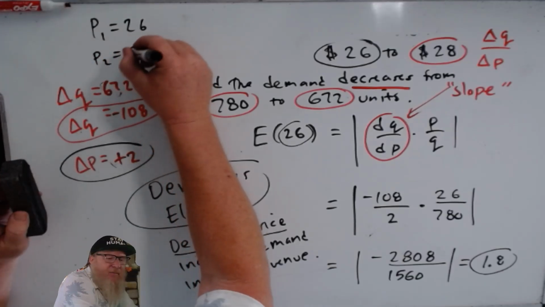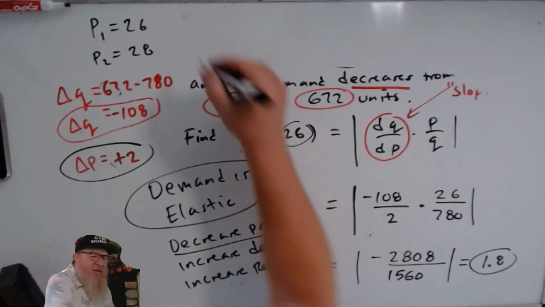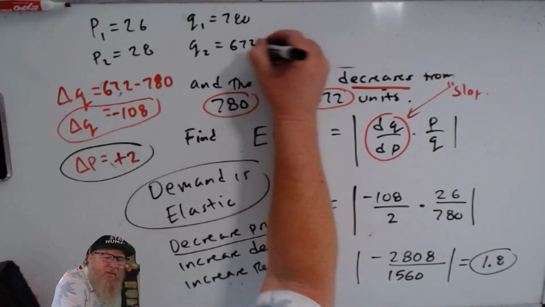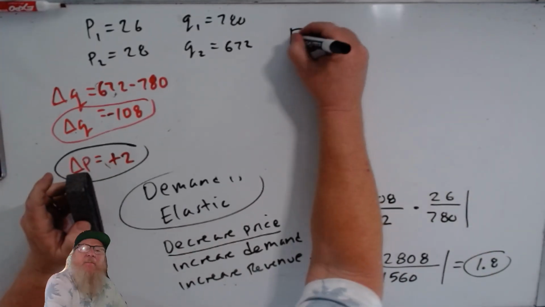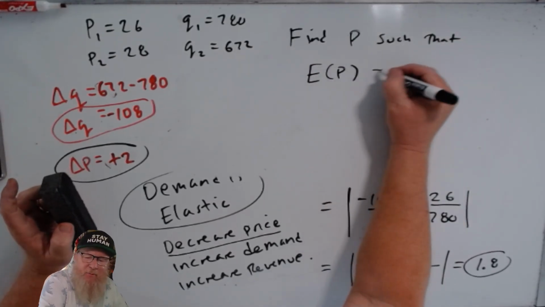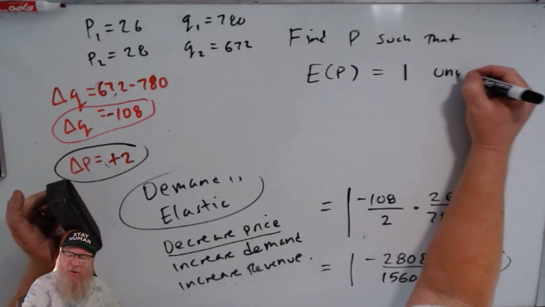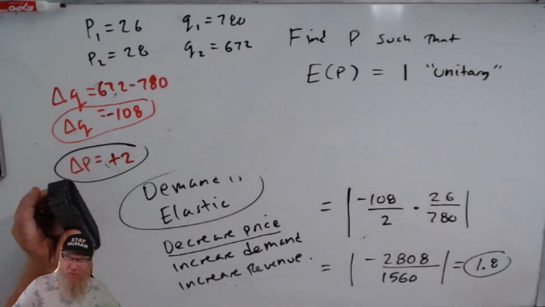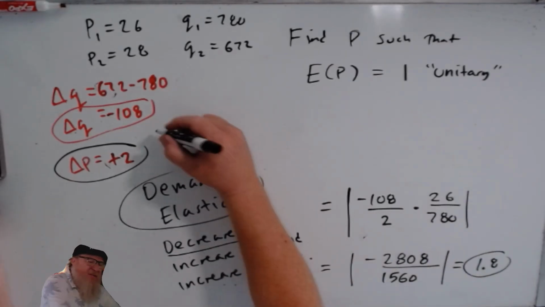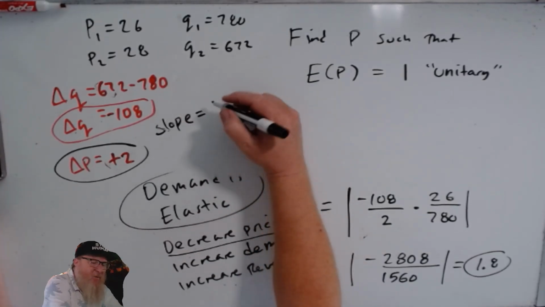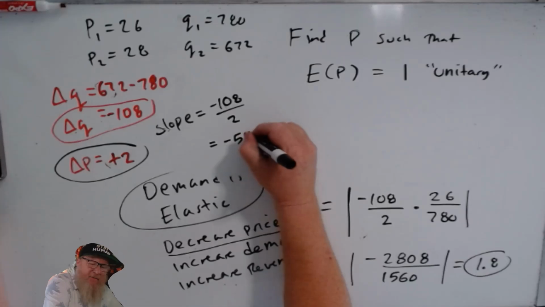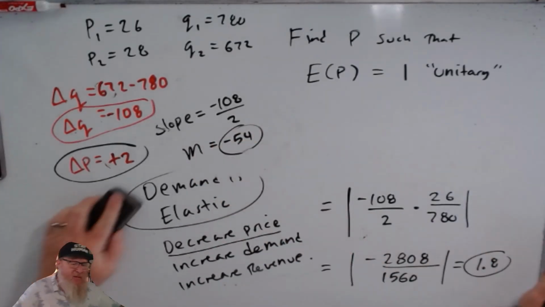I'm going to write this down because I'm about to erase it. Find the price such that E of that price is equal to 1. So we want unitary or unit elasticity. Well, we have the slope. The slope is negative 108 over 2, which is negative 54. So that's our slope. That's our M.